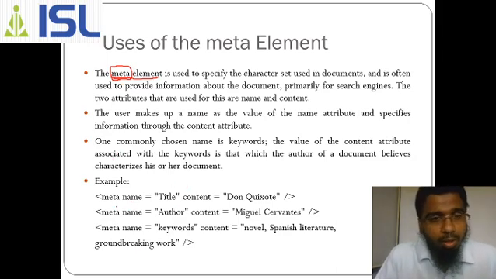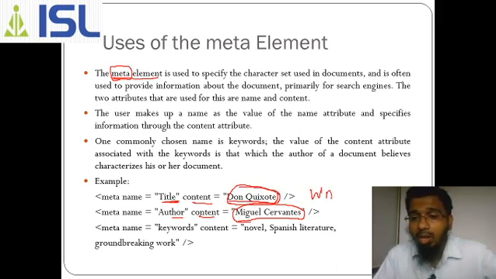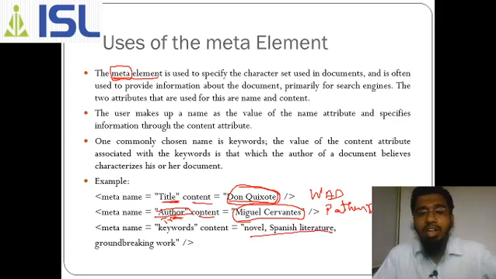Are you getting me? Take the example here: meta name title, content equals the name of the person, whatever you want to write. Meta name author, content is the author name. And this is your title, so you can write here, for example, VAD. And in place of author you can write the teacher, Pathan Ahmed. And for the keyword content, in place of that you can write your lecture 3.